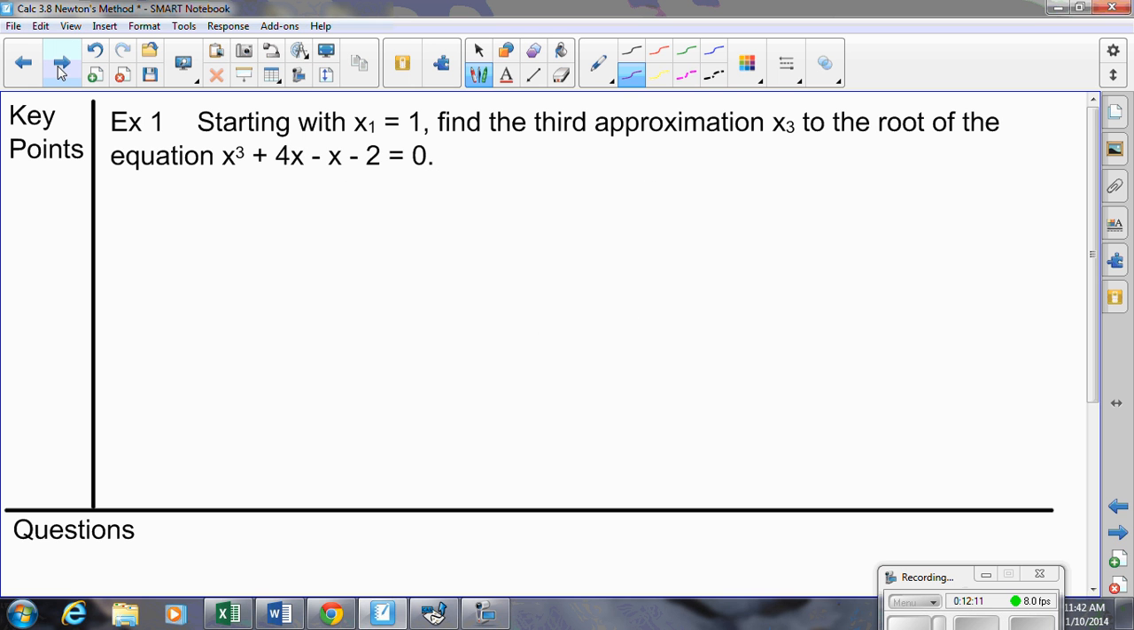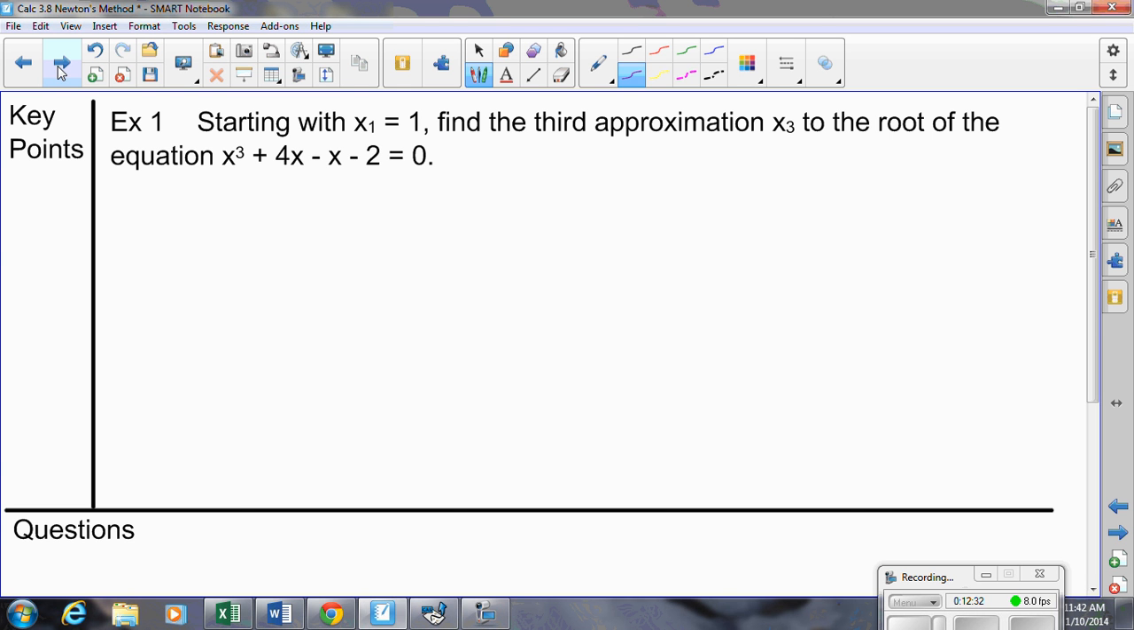So, how does it get used? We will use an initial guess of x1 equals 1. Find the third approximation of the equation x cubed plus 4x minus x minus 2 equals 0.